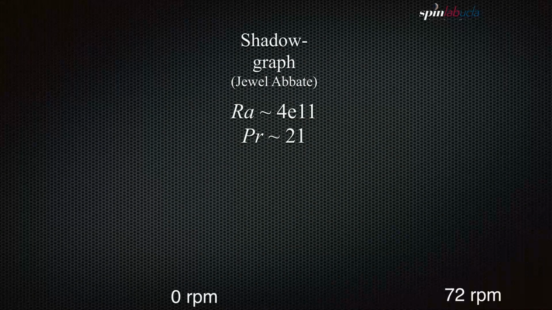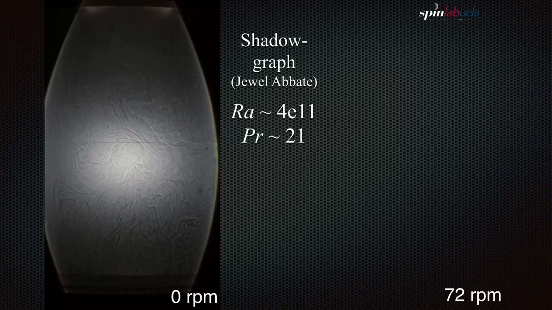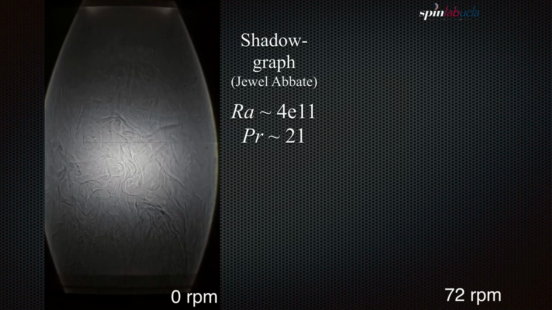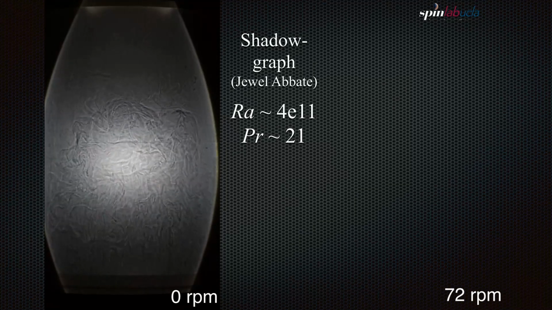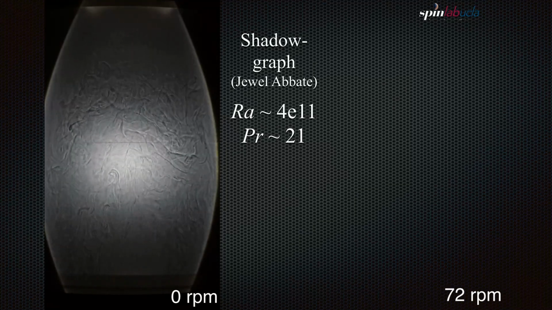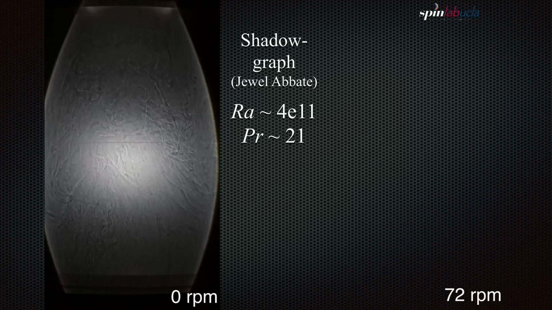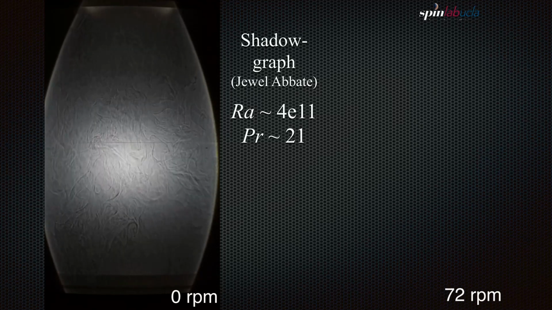Here are some shadowgraph movies from her. If it matters to you, the buoyancy force has a Rayleigh number of about 4 × 10^11, and that's really all we need to know. The first case is one where we just didn't rotate the tank. I think you can see it's really messy, massively turbulent flow. Complete mess. It's rather delightful.